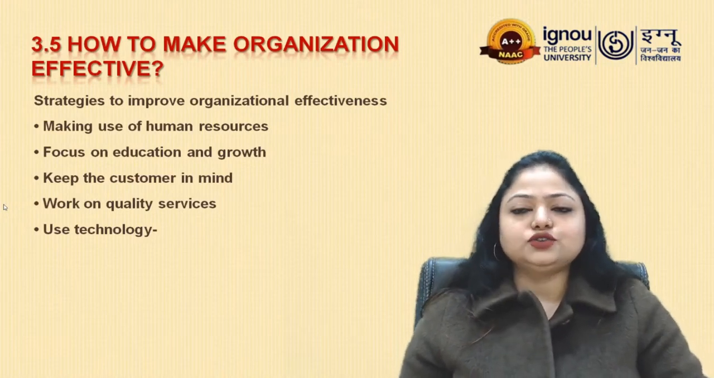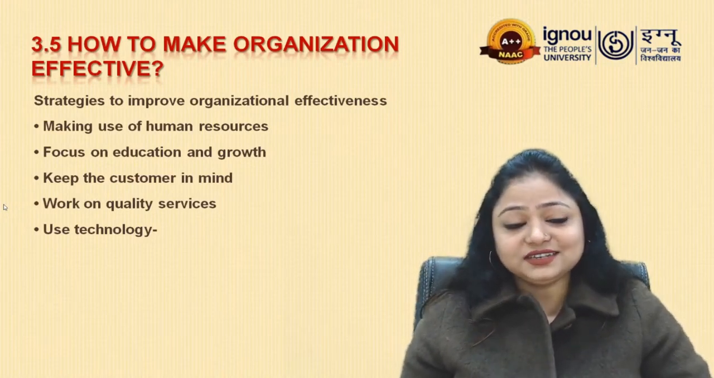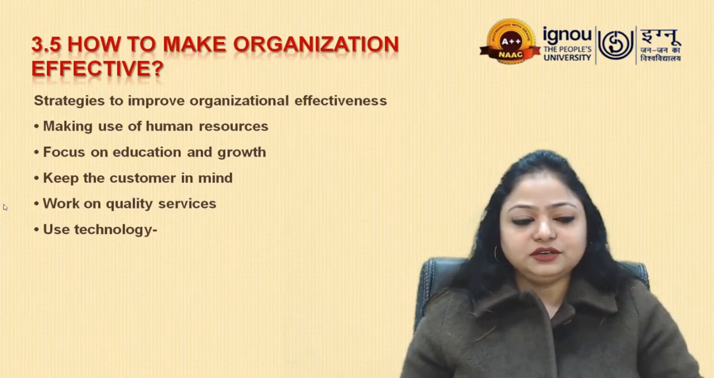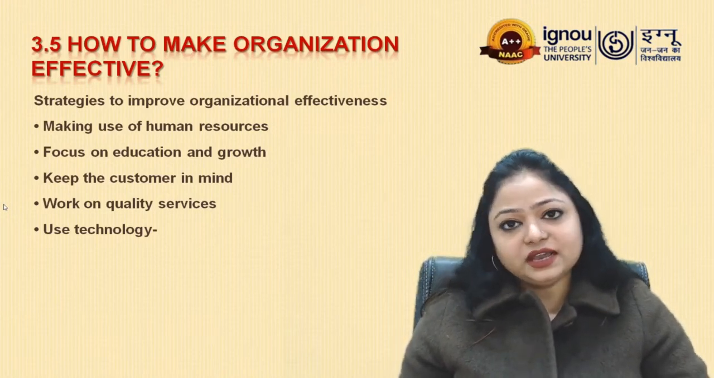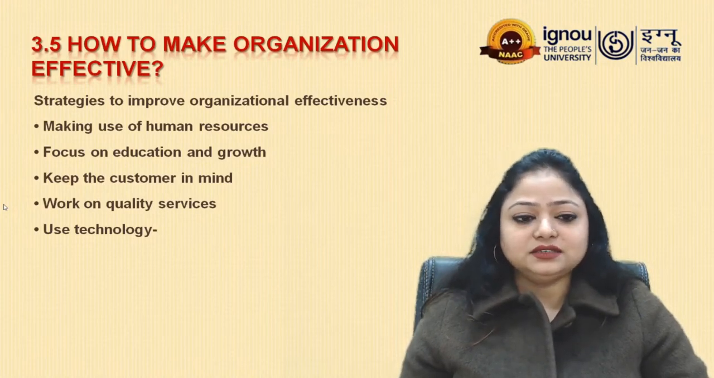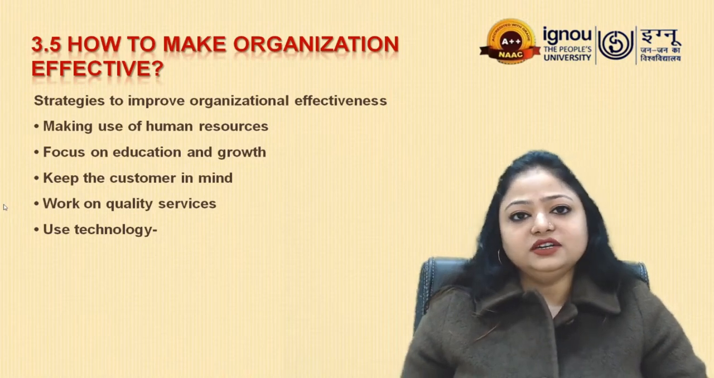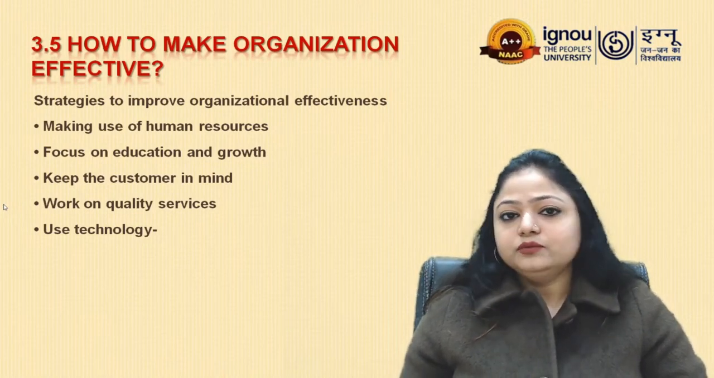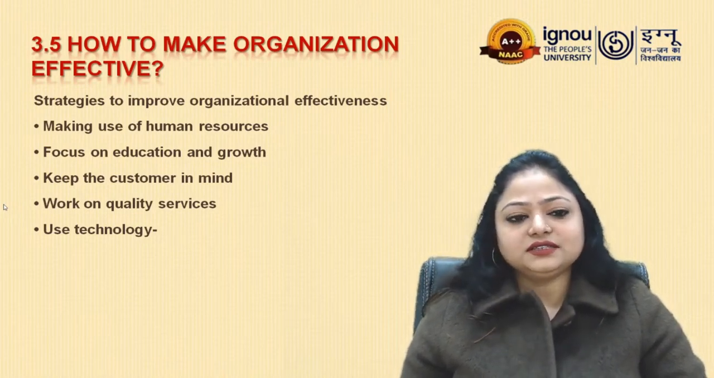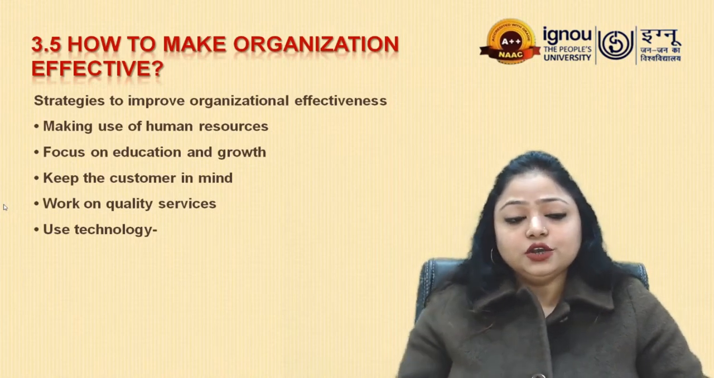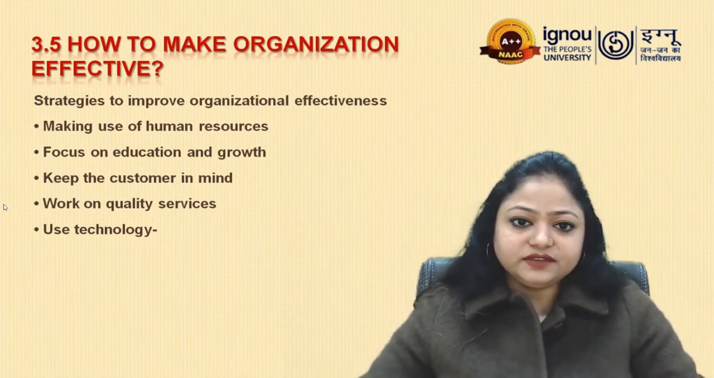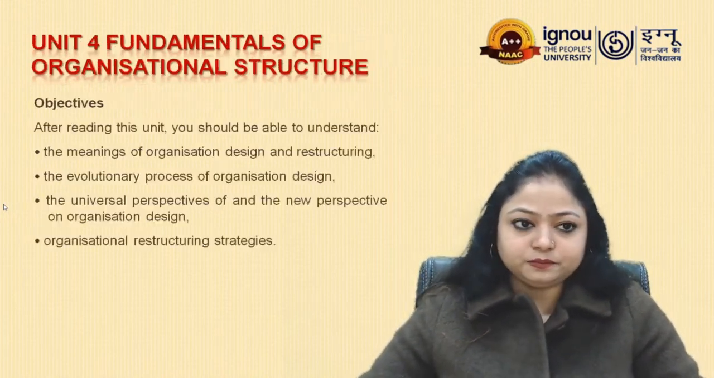Then, how to make organizations effective in a strategic manner? Other strategies to help an organization achieve its effectiveness are making use of human resources, focusing on education and growth, keeping the customers in mind while planning other activities and various other strategies, then working on the quality of the services, and proper utilization of advanced or better technology. So these are the other strategies which will help organizations reach an effective position in the market.